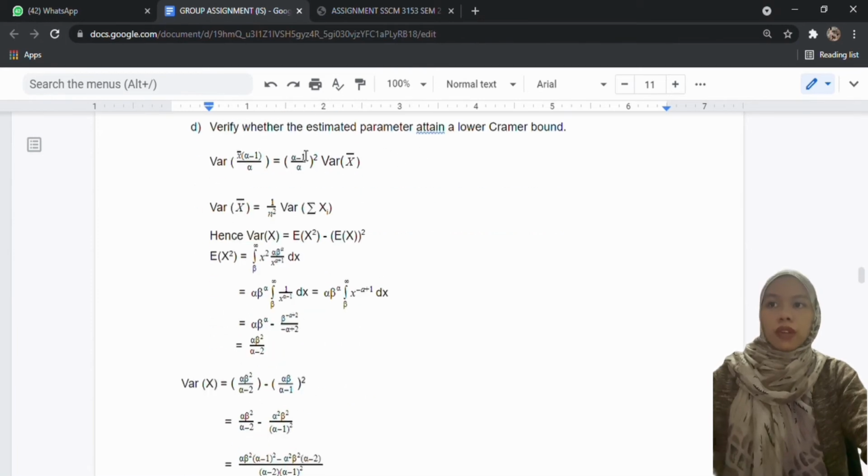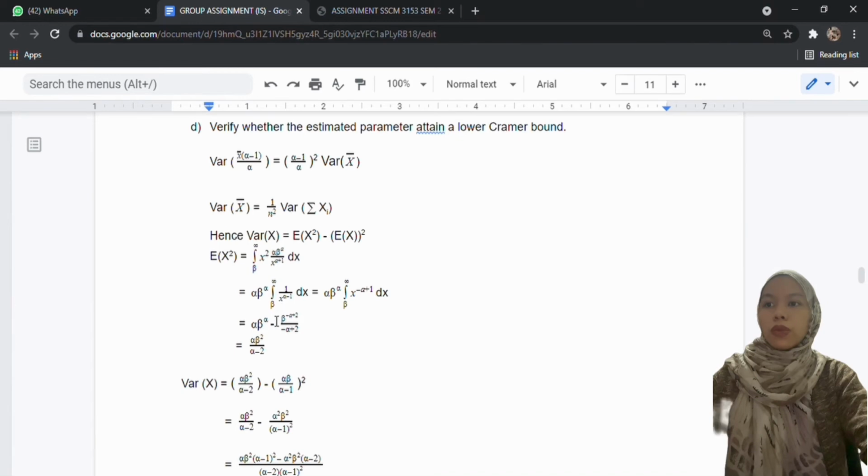For D, verify whether the estimated parameter attains the Cramer-Rao lower bound. Var of x bar times alpha minus 1 over alpha is equal to alpha minus 1 over alpha, squared, times var of x bar. We will have var of x bar equal to 1 over n squared times var of the summation of xi. Hence var of x is equal to E of x squared minus E of x, all squared. We need to find this one because we have E of x, but we don't have E of x squared. So we find E of x squared first.